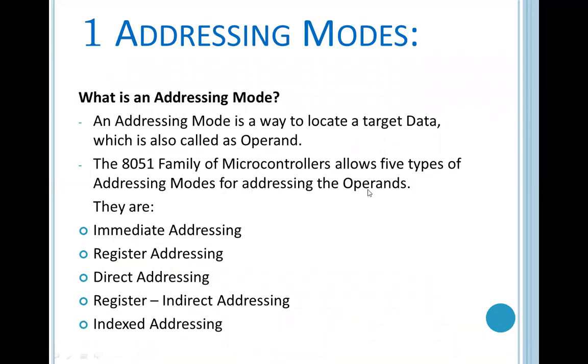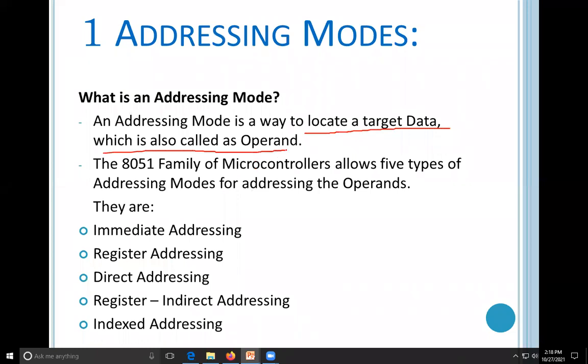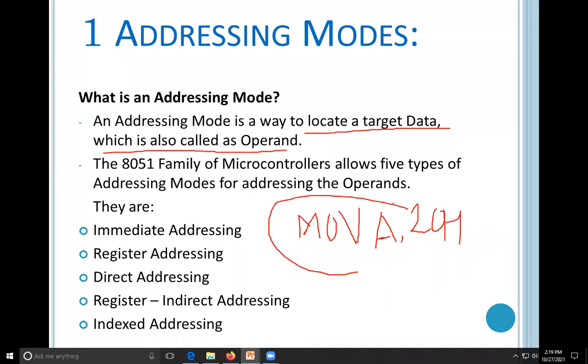So first, what is the addressing mode? Addressing mode is where to locate the target data, which is also called the operand. See, we are discussing the instruction, suppose MOV A, 20H. This is 8085. In this instruction, this part is called the opcode, and this part is called the operand.